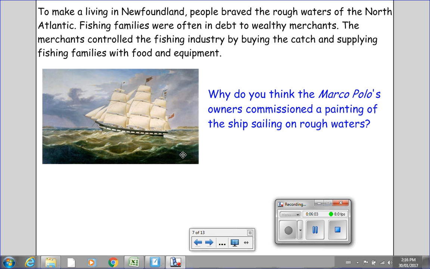Take a look at this image on the left. Here's a question for you. Why do you think the Marco Polo's owners commissioned a painting of the ship sailing on rough waters? Well, put the video on pause so you can get a closer look at this image, and then you can write down your response to this question in blue. Okay, let's continue.